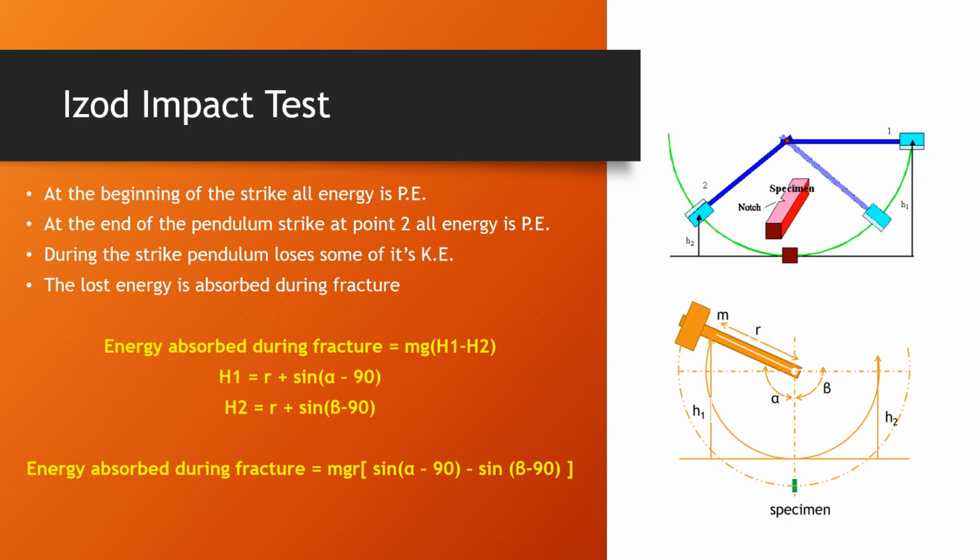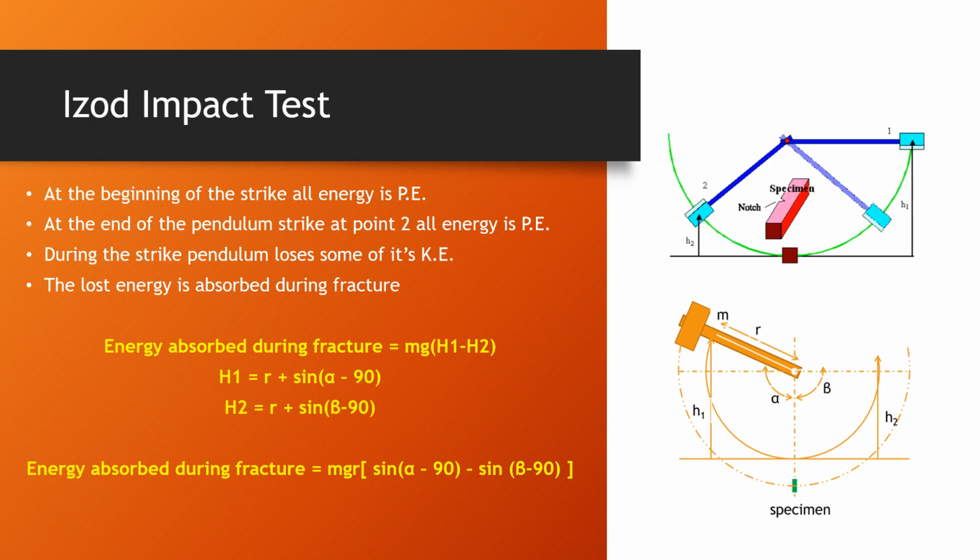if we know how much the hammer traveled from the initial position, what the angle was at the initial position, and what the angle is after striking the specimen, we would be able to do some calculations and find out that h1 is basically equal to the length of the hammer arm r plus sine of alpha minus 90 degrees, and h2 would be r plus sine of beta minus 90 degrees.